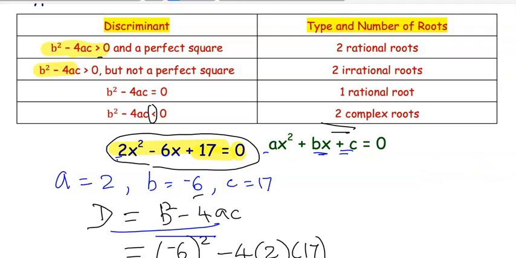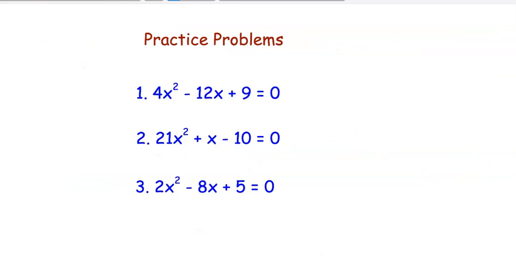Very easy. Okay, so I have three problems for you to work on. You have this one, 4x square minus 12x plus 9. Find the discriminant and comment on the nature of the roots.